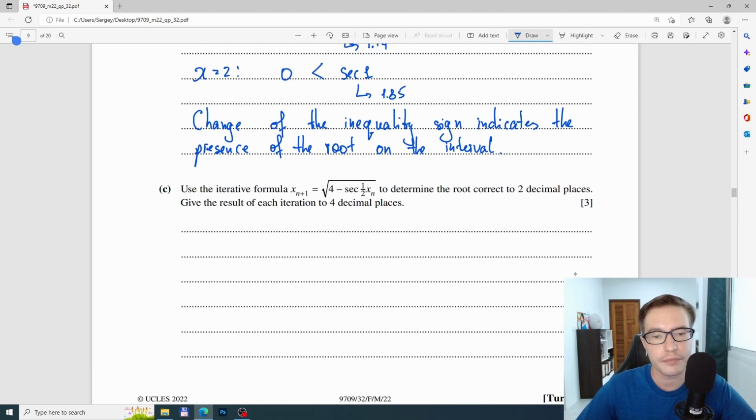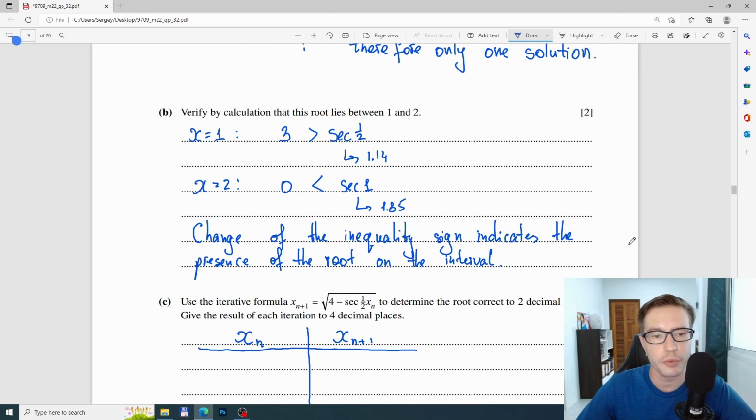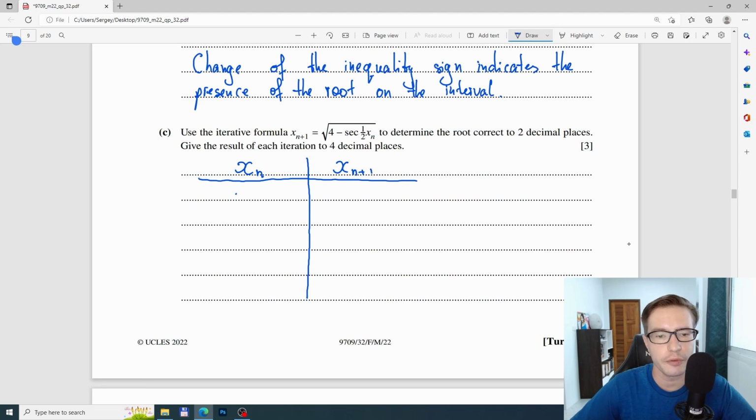Okay, next question. We'll have to use the iterative formula to determine the root correct to 2 decimal places. Okay, draw the table. Let's say we're going to have xn, and then the next value, xn plus 1. Now, according to the previous question, we have a root in between 1 and 2, so I will start with 1.5. You could choose any value in between 1 and 2. Now, substitute into the formula, and we'll get 1.6227.